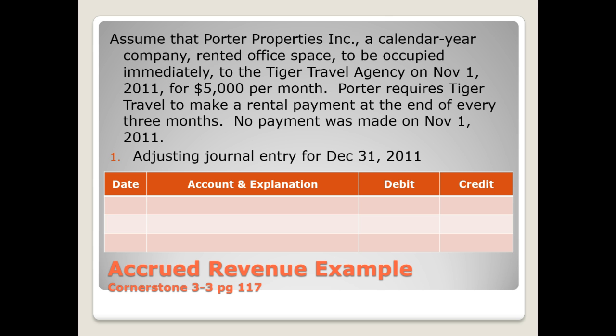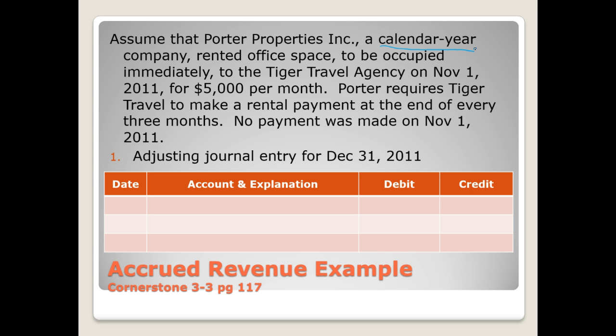However, Porter Properties is a company that closes its financial books at the end of every calendar year, which means at the end of December. Even though no cash will have been received for this transaction as of December 31st, Porter Properties does need to recognize the revenue. So, how would it make a journal entry to recognize the revenue that it will receive from Tiger Travel Agency? Well, how much revenue has it actually earned?